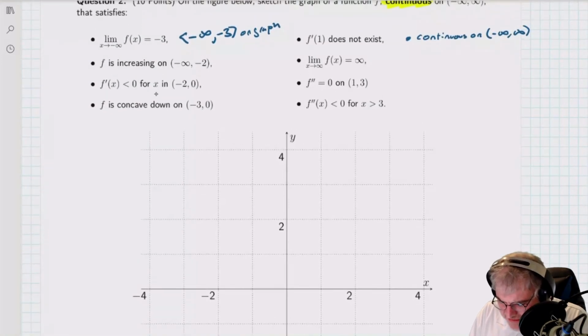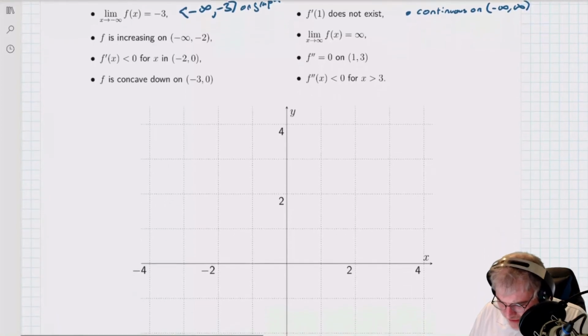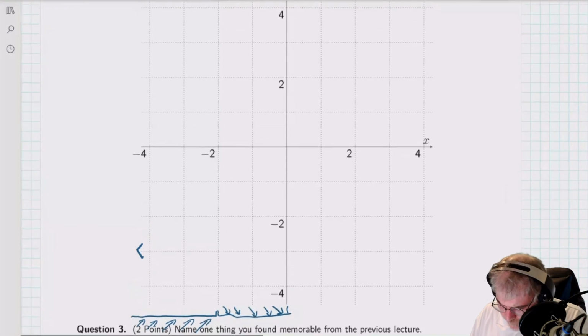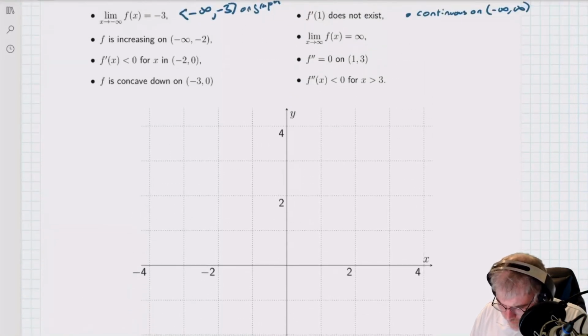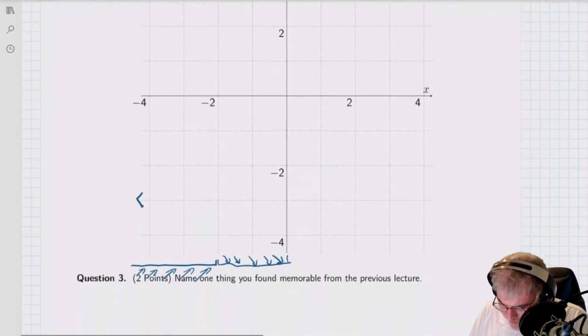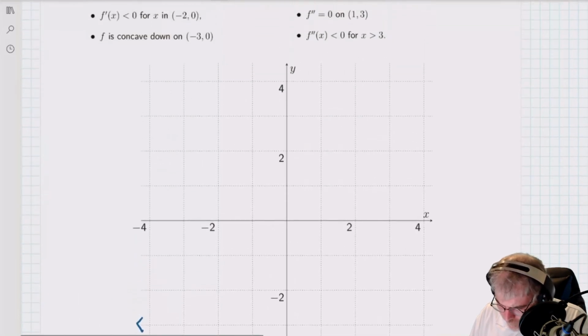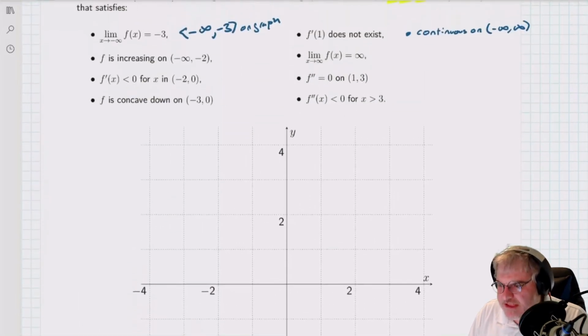F prime is less than 0 for x in negative 2 to 0. So here I have to be getting smaller. F is concave down from negative 3 to 0. F prime of 1 does not exist, but it's continuous. That means a kink.